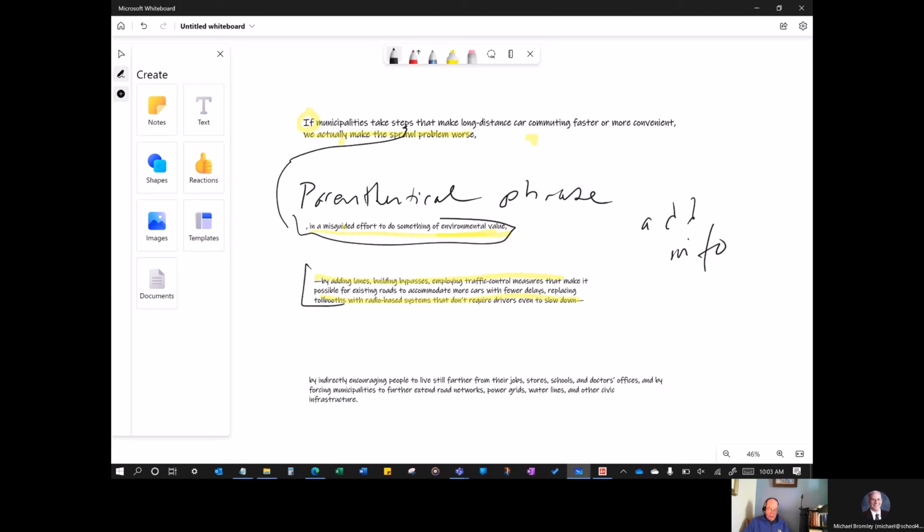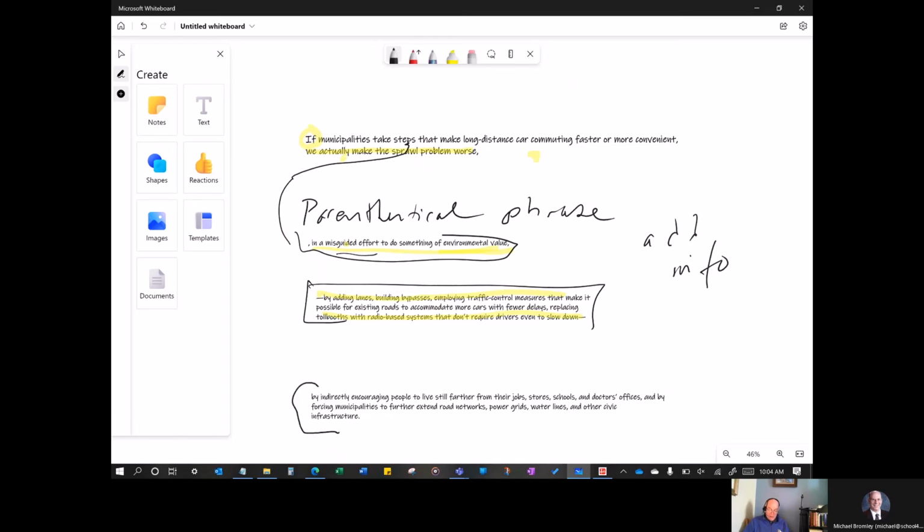So these parenthetical phrases kind of answer questions. Well, if they do what? If they take steps. What about the steps? Well, they're misguided efforts to do something of value. Well, what are the steps? How do they do it? By adding lanes and so on and so forth. Now, this one here adds information to the main clause. We actually make the sprawl problem worse. How? By indirectly encouraging people to live still further from their jobs, and so on, and by, so we have that conjunction here, forcing municipalities to extend roads and so on and so forth.